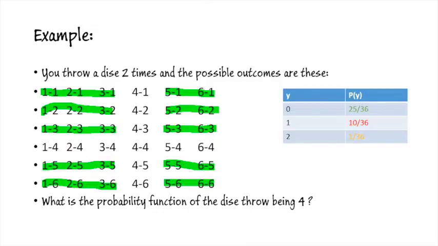Now the second line represents the probability of getting 1 four and it's marked with the color red. The third line represents the probability of getting 2 fours and it's marked with the color yellow. Now we can see that none of the probabilities are bigger than 1 and that the sum of them is equal to 1.